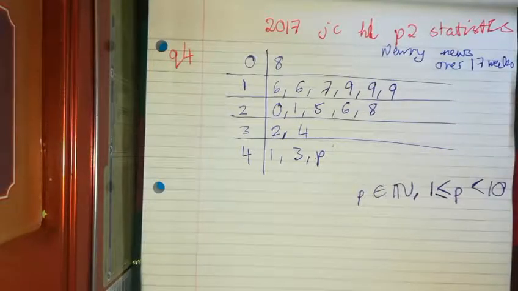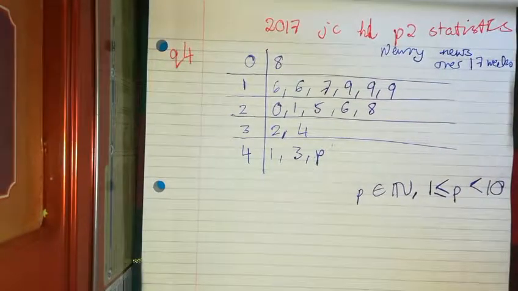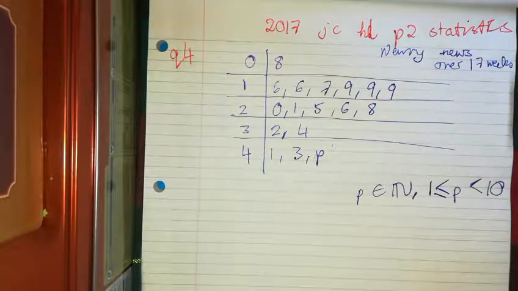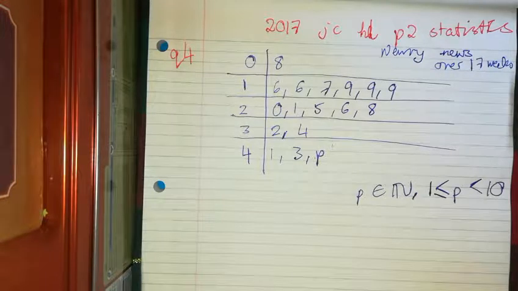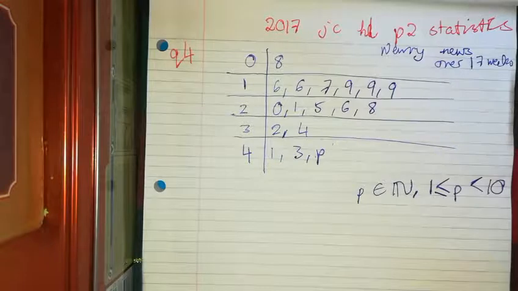So here we have the 2017 Junior Cert Higher Level. This is paper 2 statistics and this is question 4. It says the stem and leaf diagram below shows the number of copies of the Newry News sold each week over 17 weeks in a particular shop. The value in the diagram for one of the weeks is P, where P is an element of N.